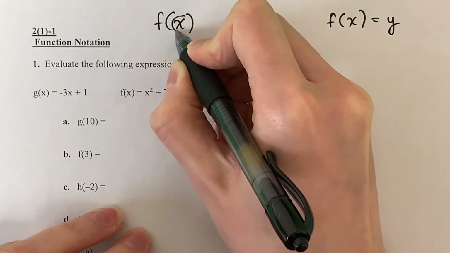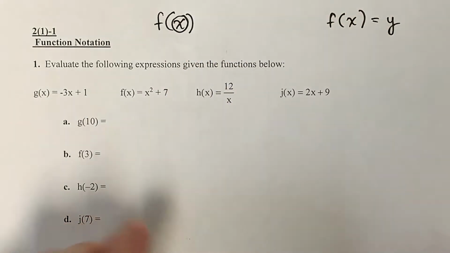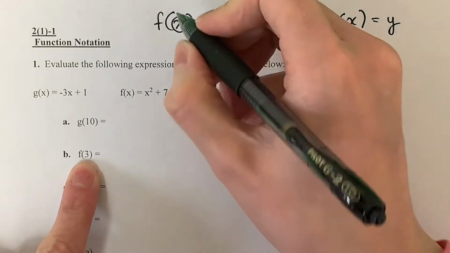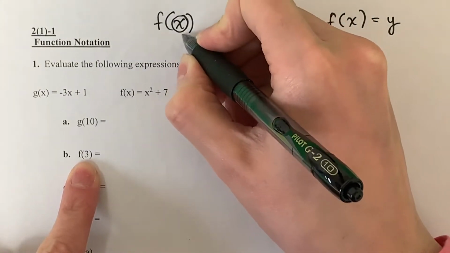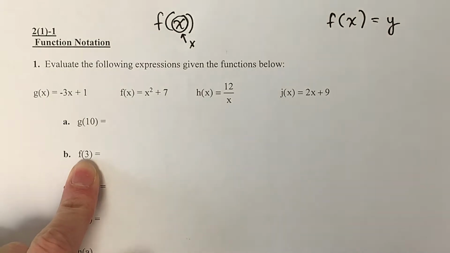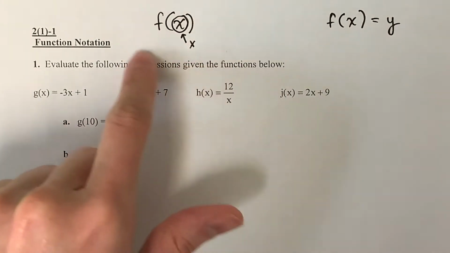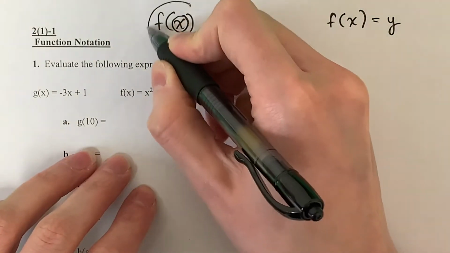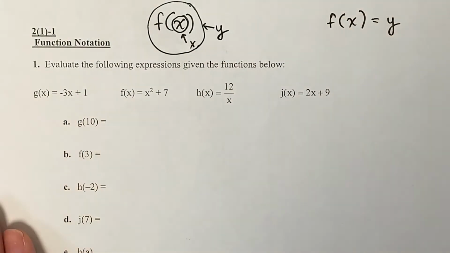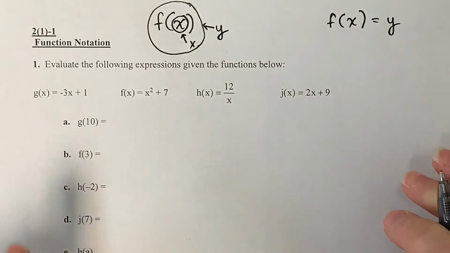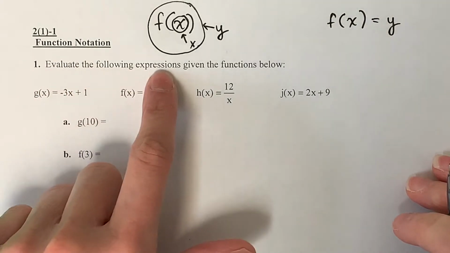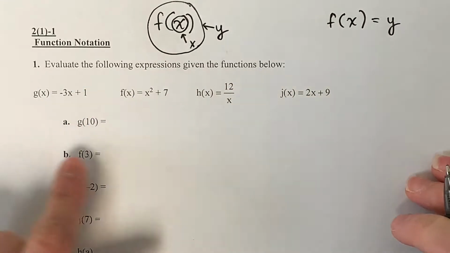Sometimes you will have a number inside for the x. For example, like here, I have a 3 inside. If there's a number inside the parenthesis, that number is x. But if I replace the entire letter, that is y. We'll go into detail about this in a moment. Okay? So the first thing we need to do is evaluate the following expressions given the functions below.